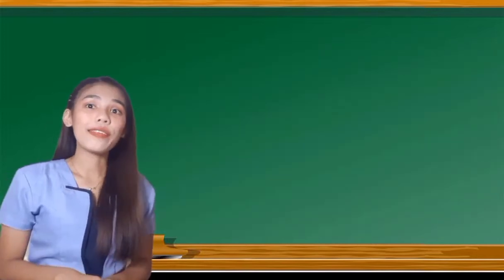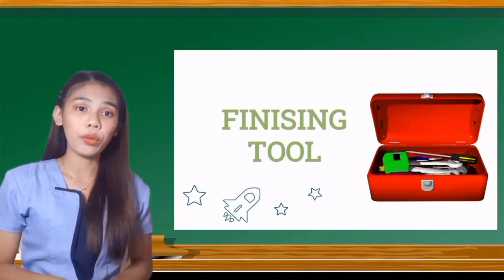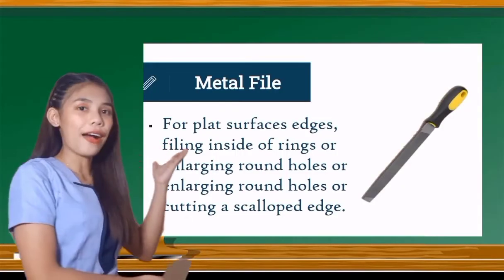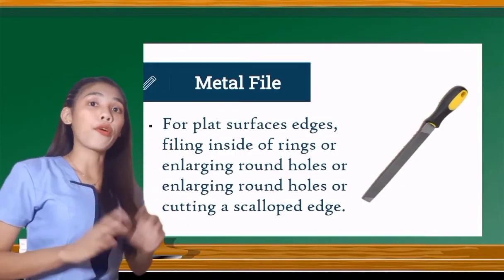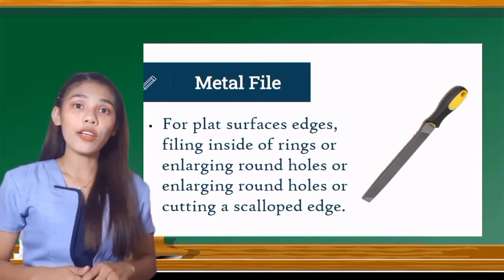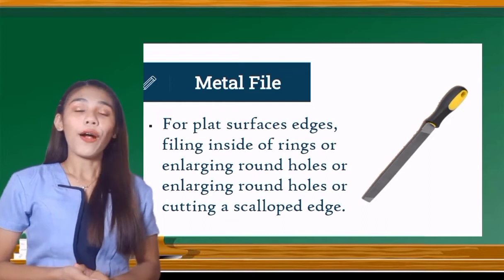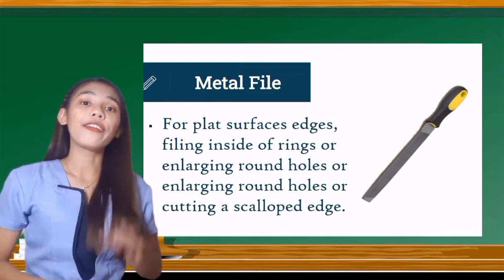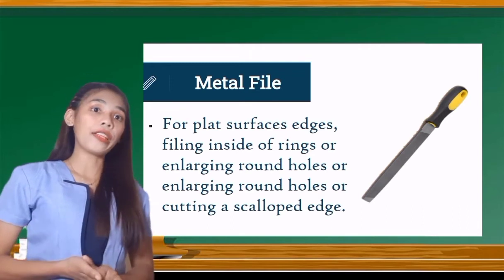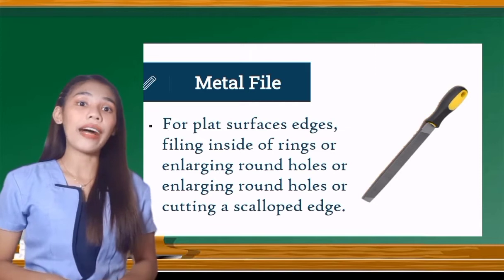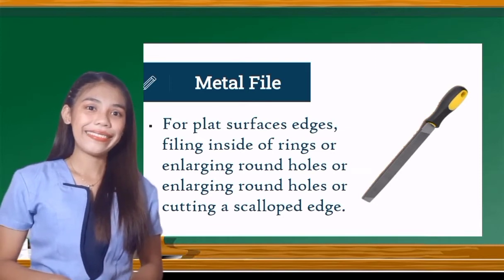The last one is what we call the finishing tool. It has one, and this is the metal file. So the metal file is for flat surface edges, filing inside of rings or enlarging round holes or cutting scalloped edges. Also, metal files are relatively inexpensive and effective tools for reshaping and also smoothing metal and hard plastics.